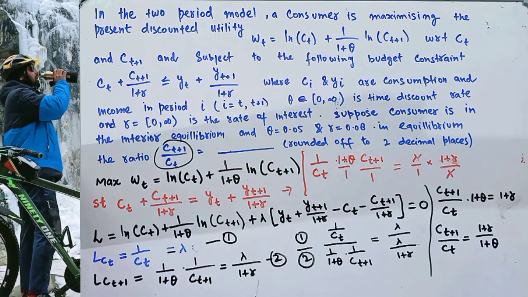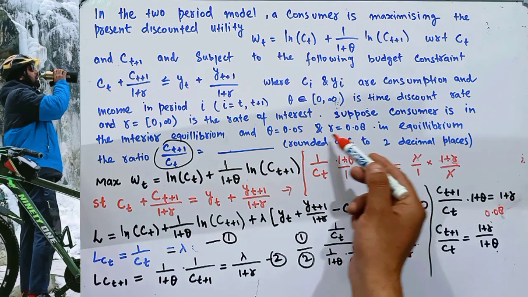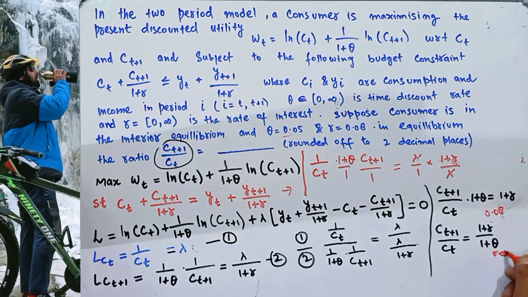We are given the value of r, the value of r is 1.08, or I can write 0.08, and the value of theta is given as 0.05. So this will result in ct plus 1 divided by ct being equal to 1.08 divided by 1.05. Solving this, it comes out to be 1.03. So the ratio of future consumption to present consumption comes out to be 1.03.